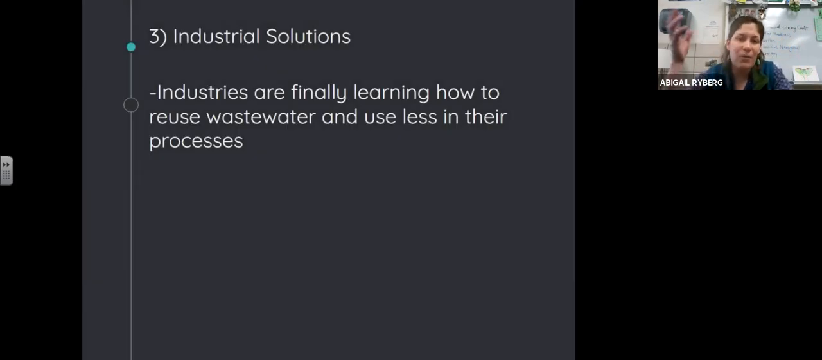Industrial solutions. So again, remember, a lot of our fresh water goes towards just industry, making all this stuff that we buy and use. And they're finally getting to the point where they're learning how to reuse wastewater. A lot of times wastewater is just used to cool something, big heavy equipment or something. And so we're trying to get into reusing that water and using less, just allowing the process itself to become more water efficient.